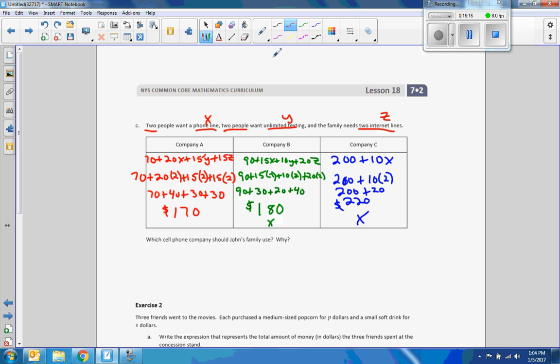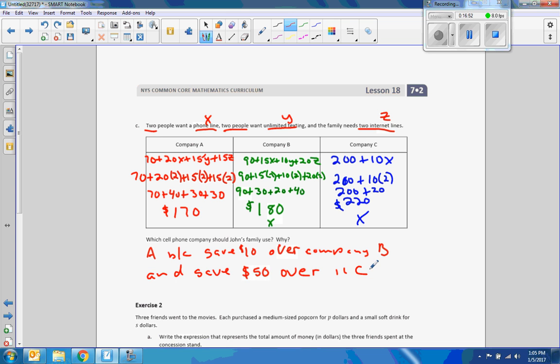So the answer to my problem will be, which cell phone company should this family use? They should use company A, because they will save $10 compared to or over plan B, company B. And save 220, 170 is a big difference. That is a $50 savings over company C.